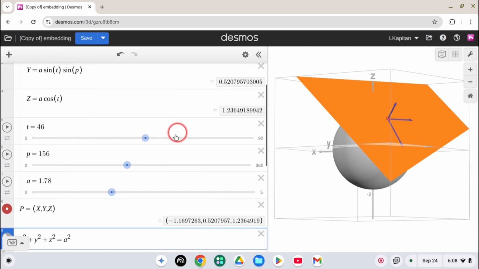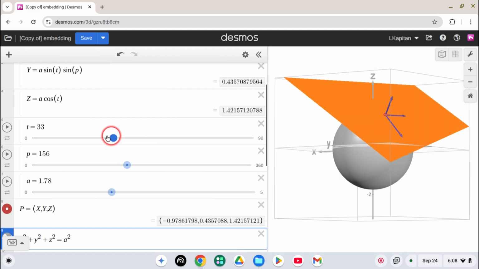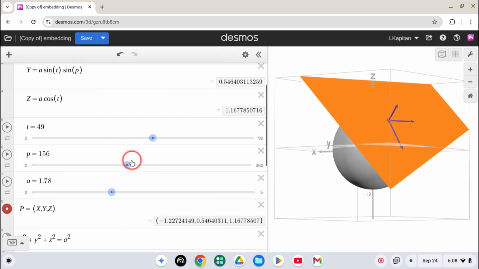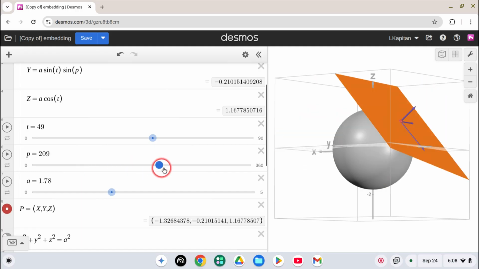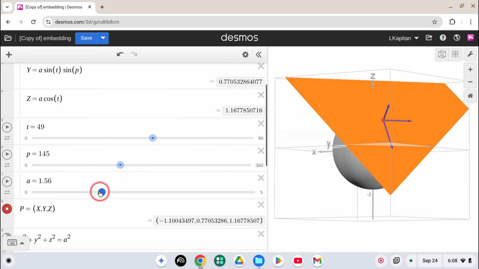And now I can go up here and manipulate them and move them and the tangent plane around. And you can see them change direction, and some of them change magnitude.